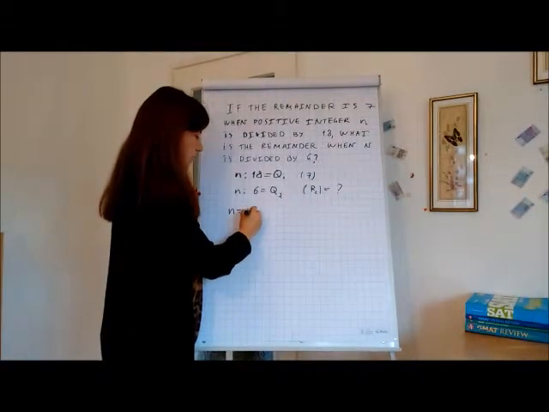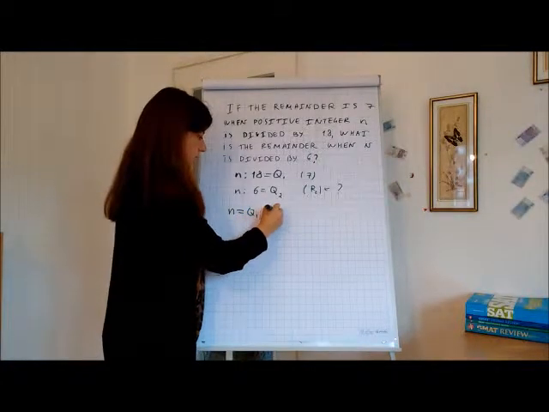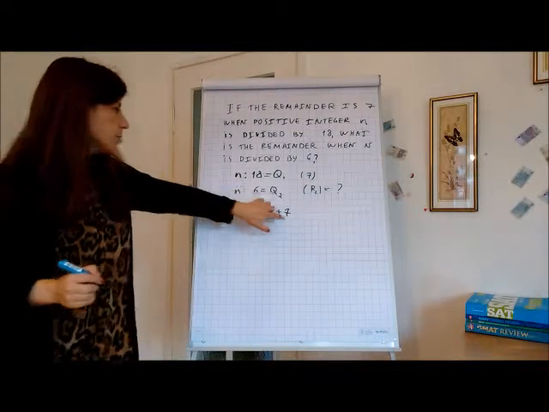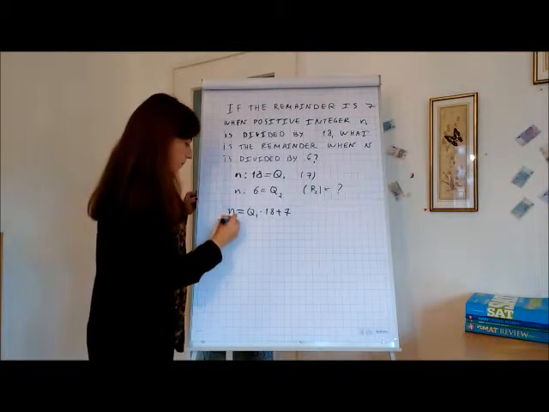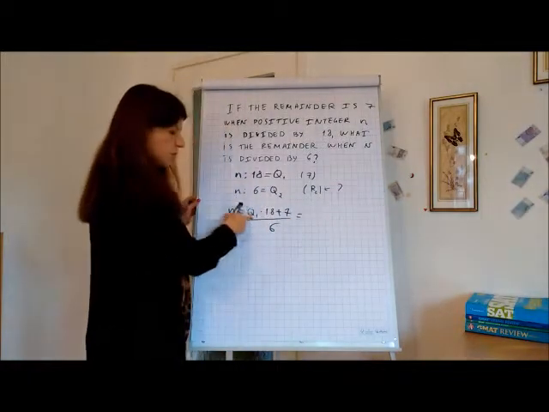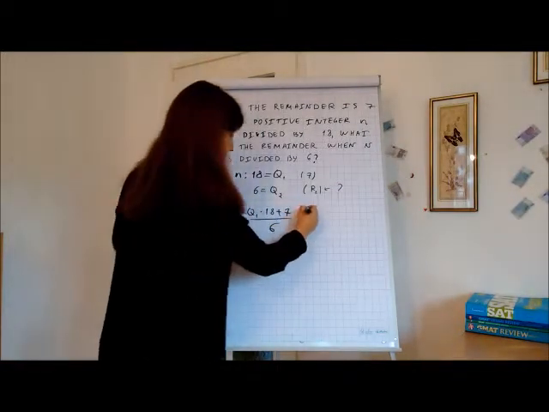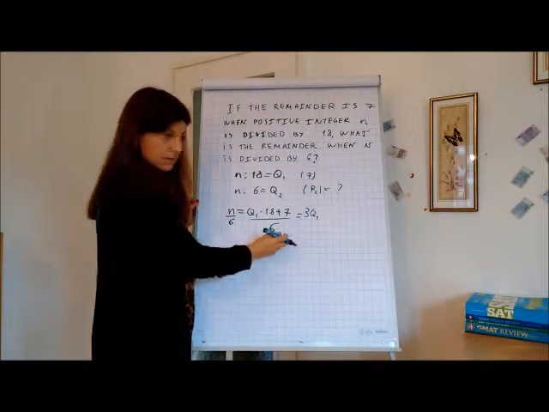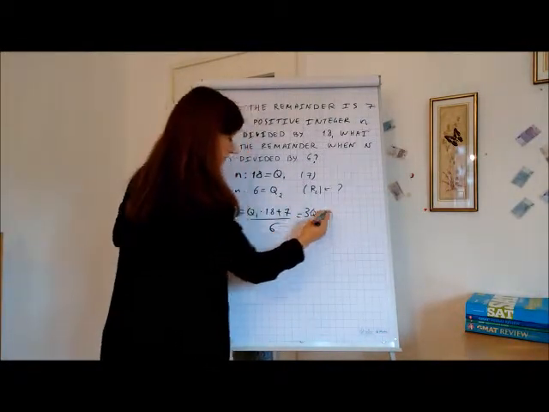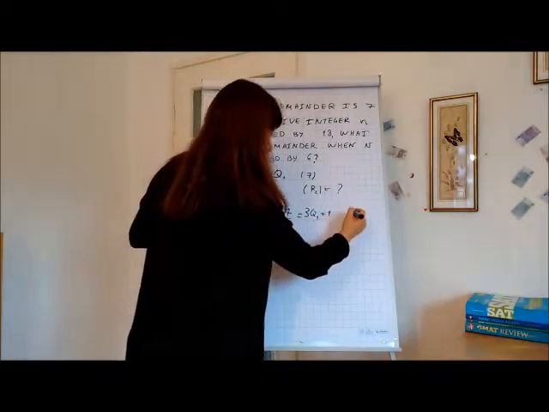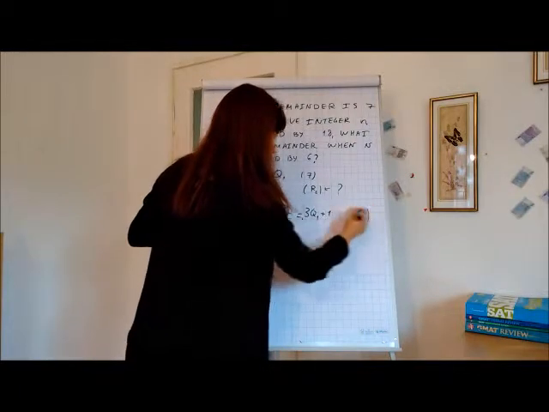N is equal to q1 times 18 plus 7. And we can take this number and just divide by 6 right away here. So division by 6. 18q1 divided by 6 is 3q1. 7 divided by 6 is 1, because 6 goes once into 7. And then from here, the remainder will be 1.